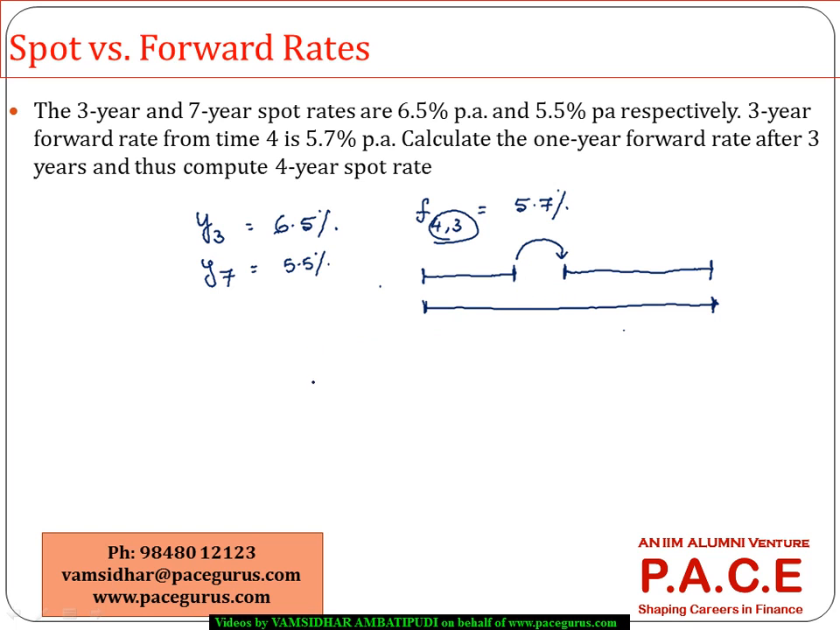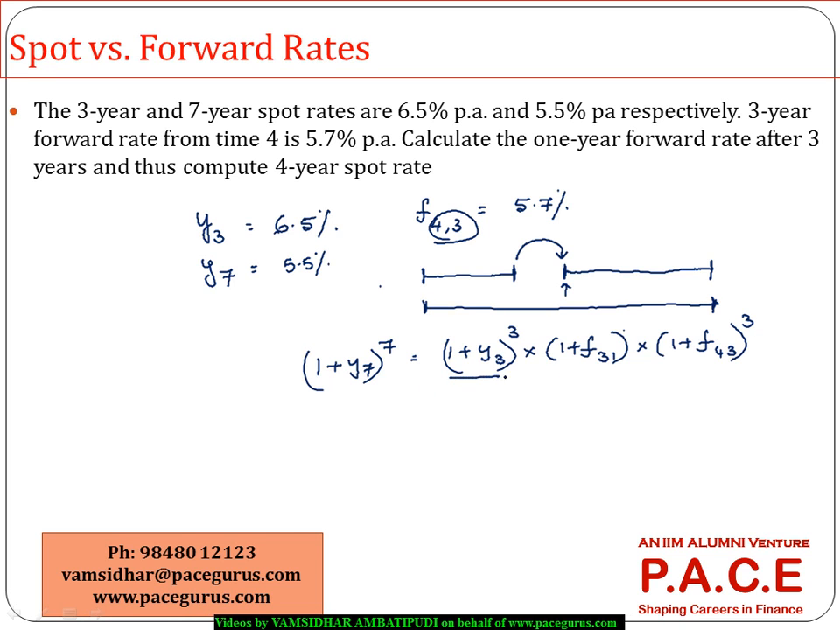How do I get that? As per our equality of the relationship between these two, 1 plus y7 to the power 7 should be equal to 1 plus y3 cubed, multiplied by 1 plus f31, the 1-year forward rate 3 years from now. So I have come here and this I will take as f43 to the power 3.